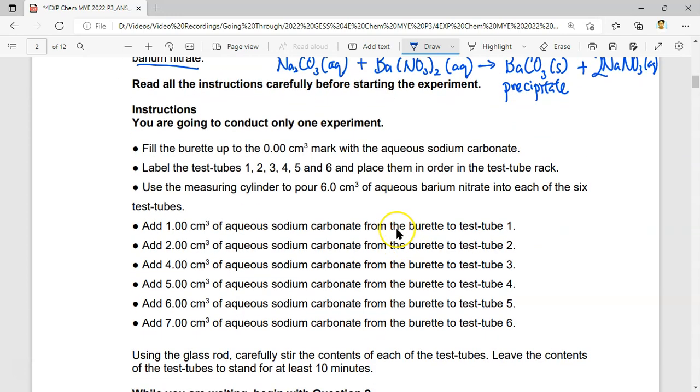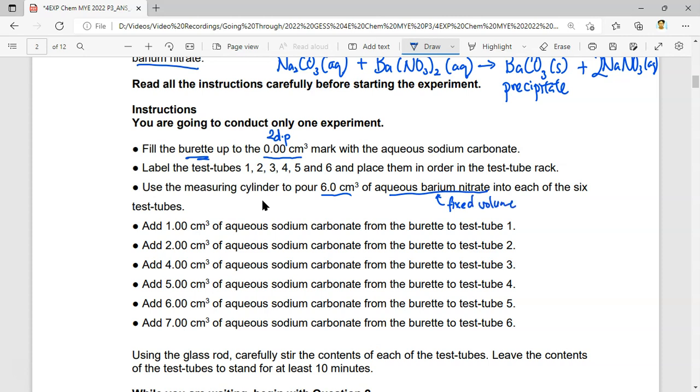First up, they say fill the burette up to the 0.00 cm cube mark. Look at this, this is 2 decimal places, because it is done by burette. Next, we label test tubes 1, 2, 3, 4, 5, 6 and place them in order in the test tube rack. Use the measuring cylinder to pour 6.0 cm cube of aqueous barium nitrate. You realize that aqueous barium nitrate is a fixed volume.